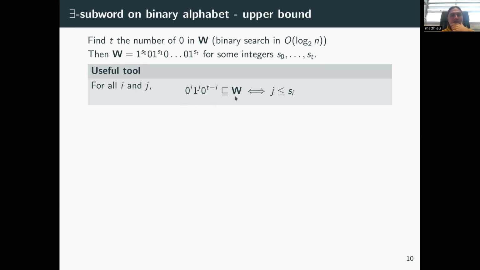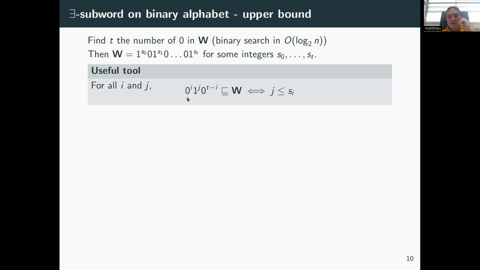So I know that W has this shape, right? There are T zeros in W. And if I ask the following: is 0 to the I, 1 to the G, and 0 to the T minus I a subword of W? The answer is yes if and only if G is smaller than Si. So why is that the case?